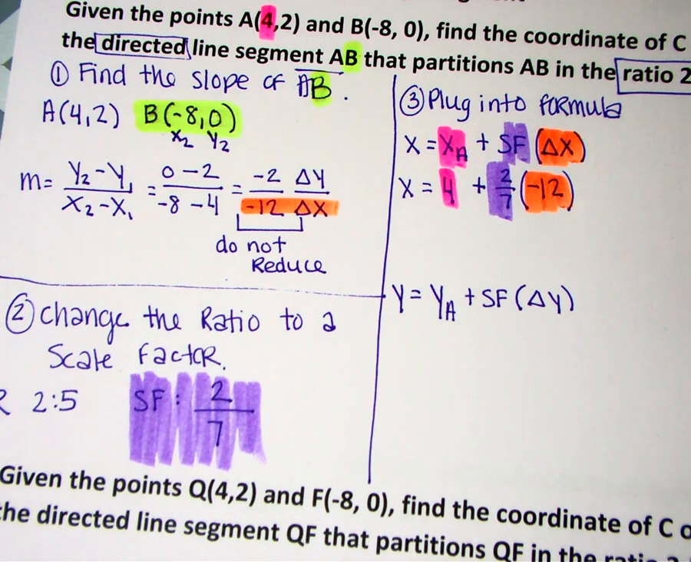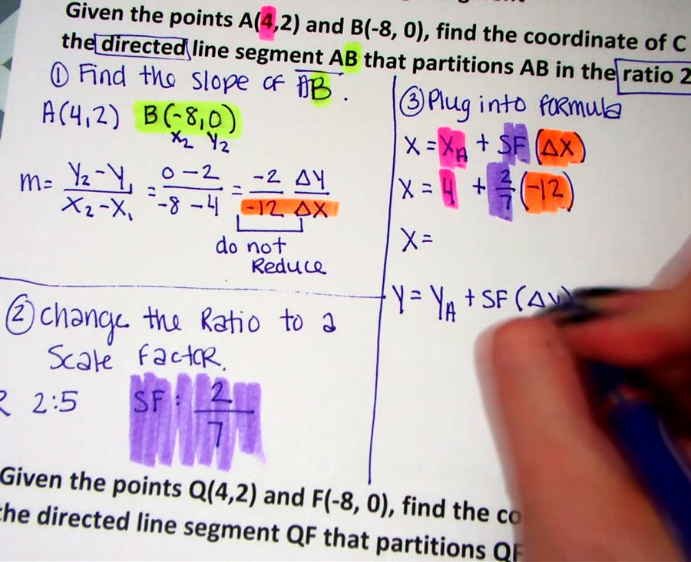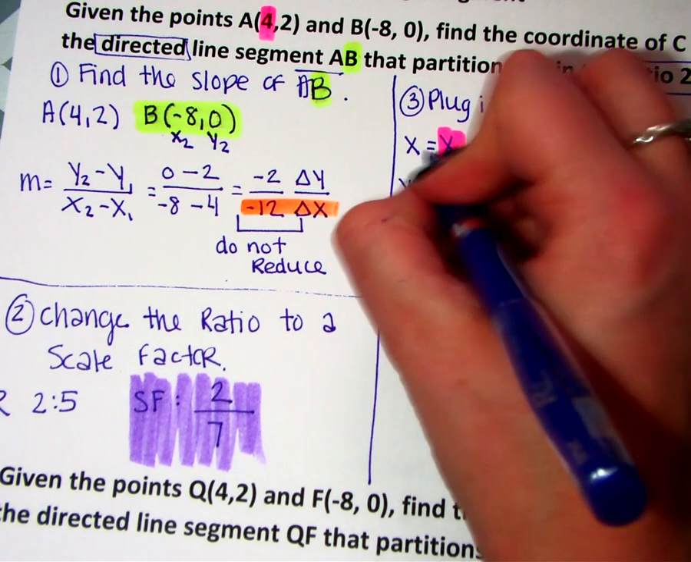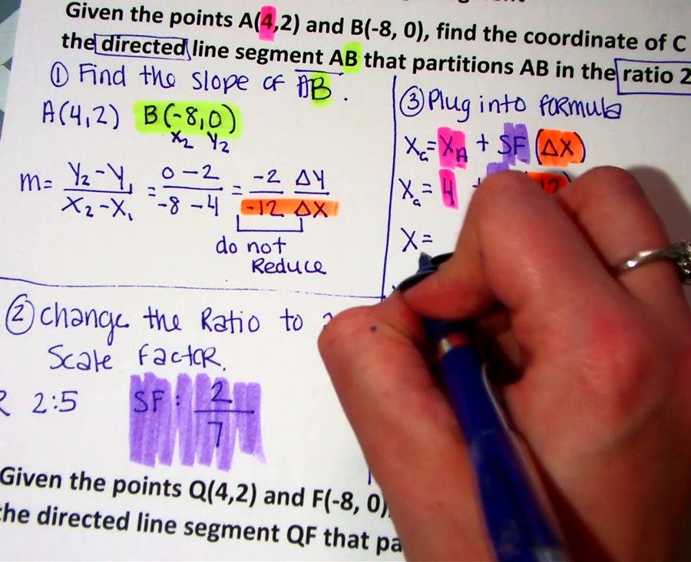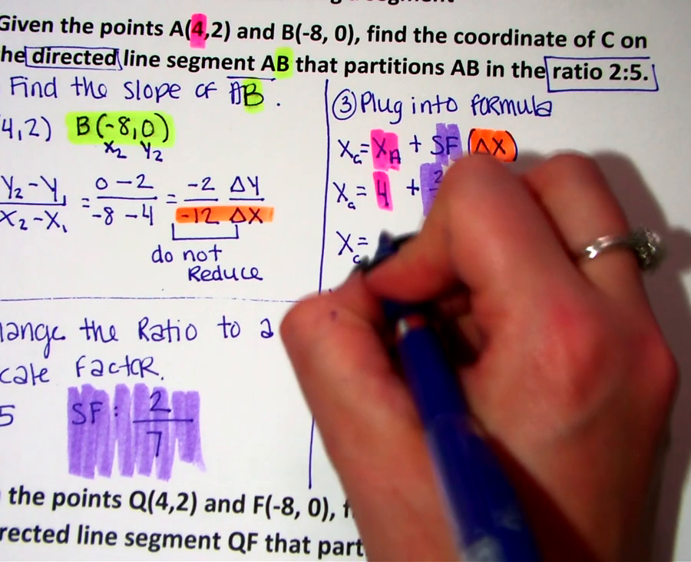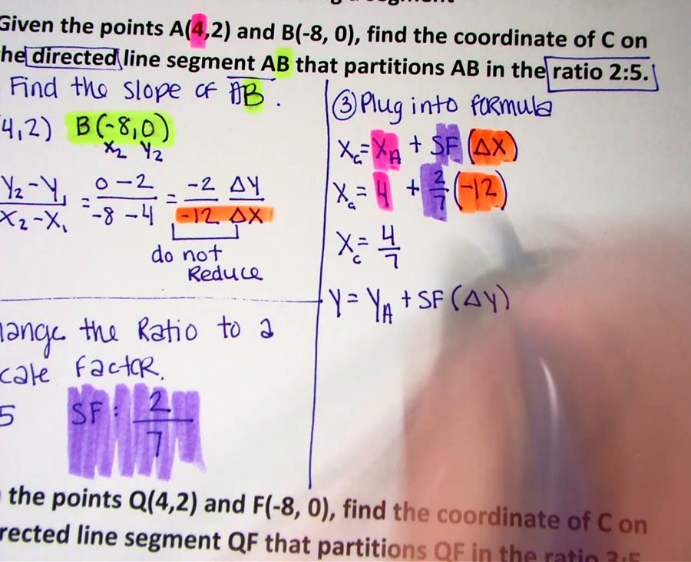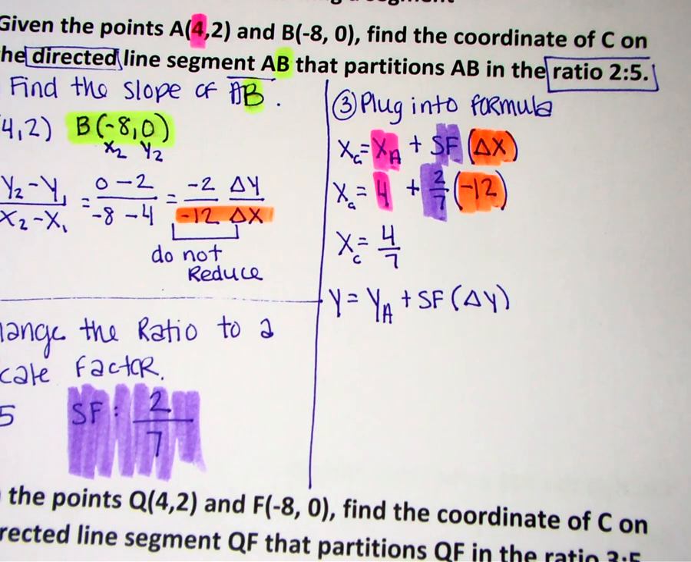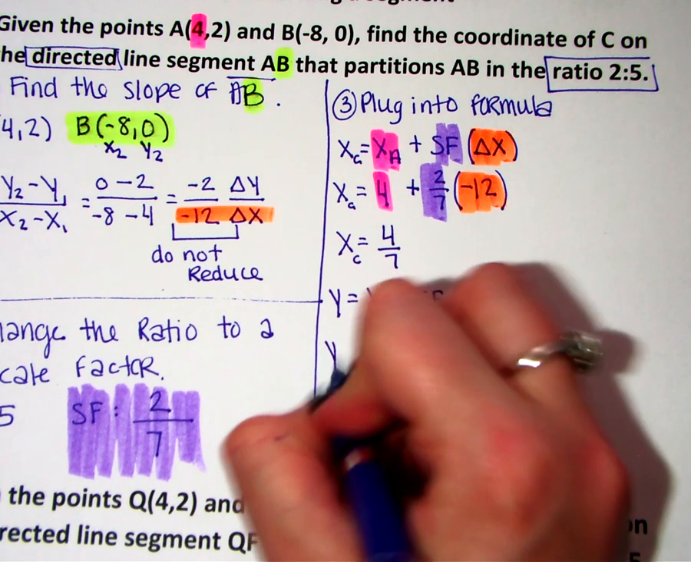So my X coordinate for my C value, so I guess I'll change this to X sub C, so that makes a little more sense. We're focusing on the C value. My X coordinate is 4 over 7. Now let's do it for Y. I'm going to do it a little quicker because it's the same.